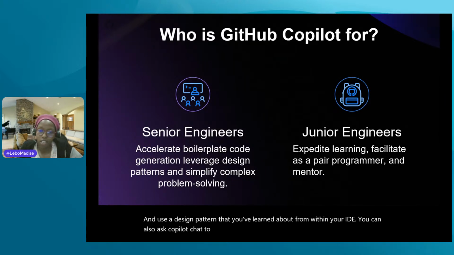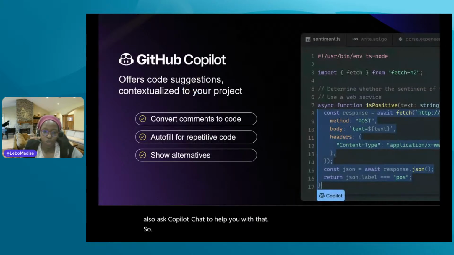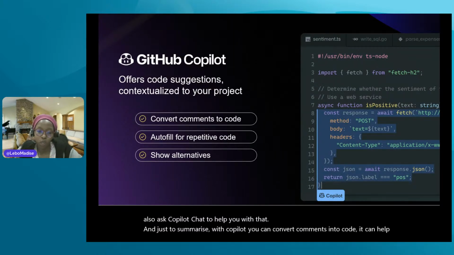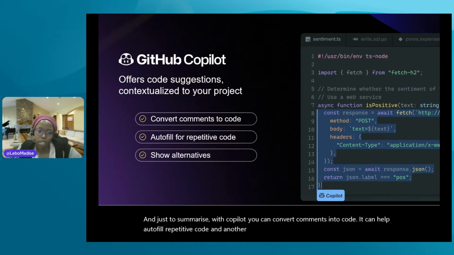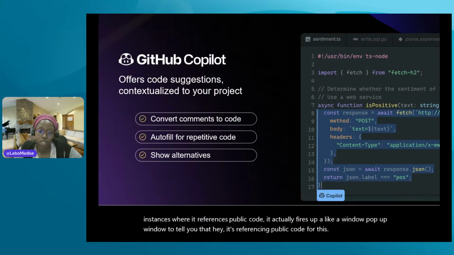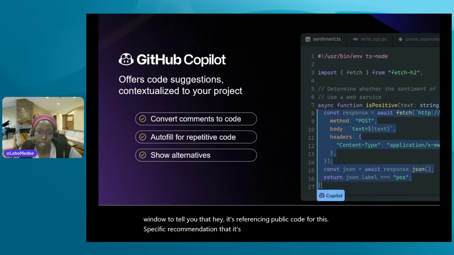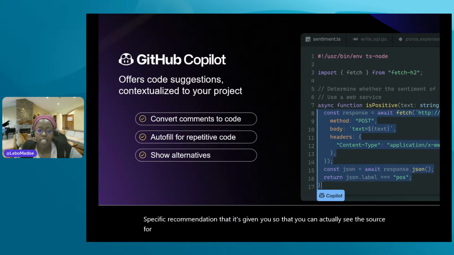So just to summarize, with Copilot, you can convert comments into code. It can help autofill repetitive code. And another thing I saw while preparing for this session is in instances where it references public code, it actually fires up a pop-up window to tell you that, hey, it's referencing public code for the specific recommendation that it's given you, so that you can actually see the source for that, right? And it can show you alternatives.